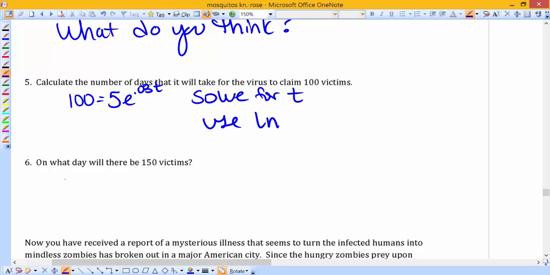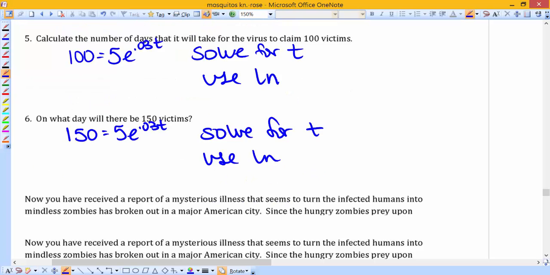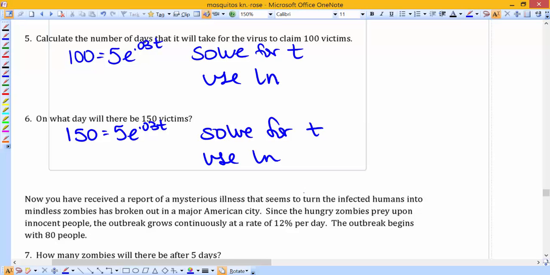Then you're going to go through 150 victims. So 5e to the 0.03t. Again, you're going to solve for t. And then you're going to have to use ln again. Check with your group, please, to make sure you guys are getting the same answers.